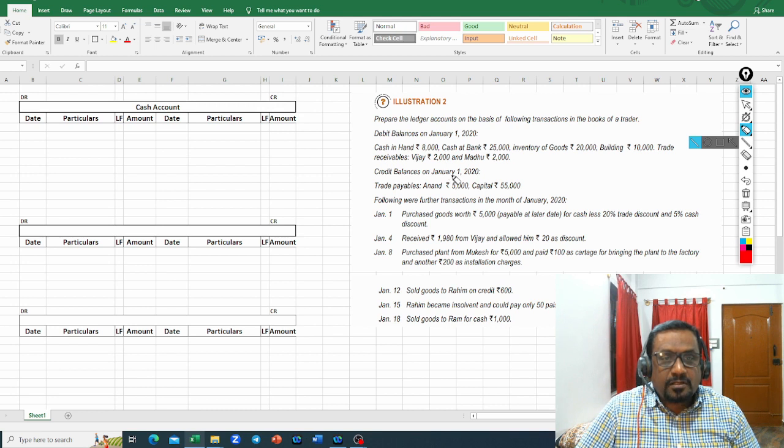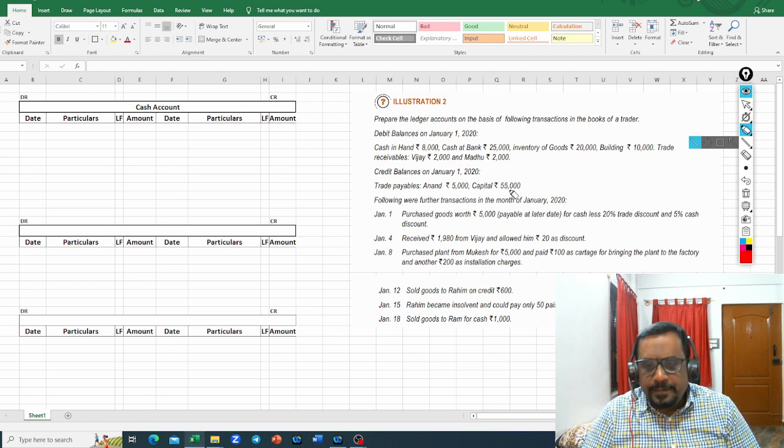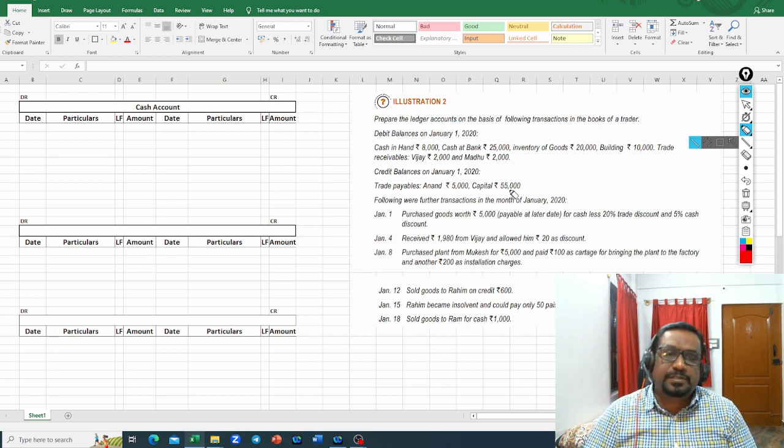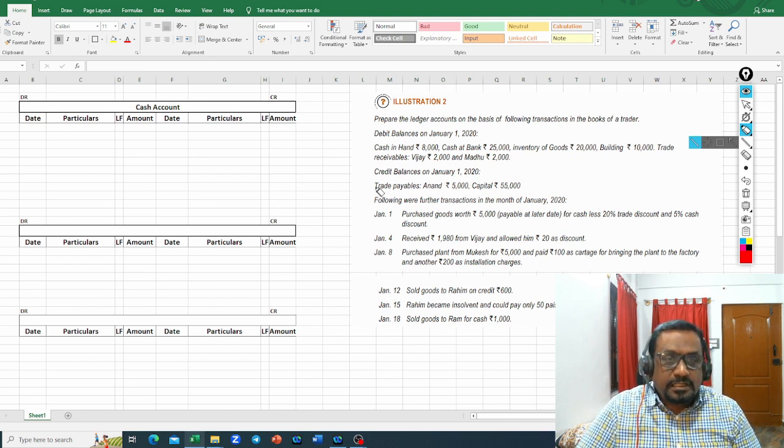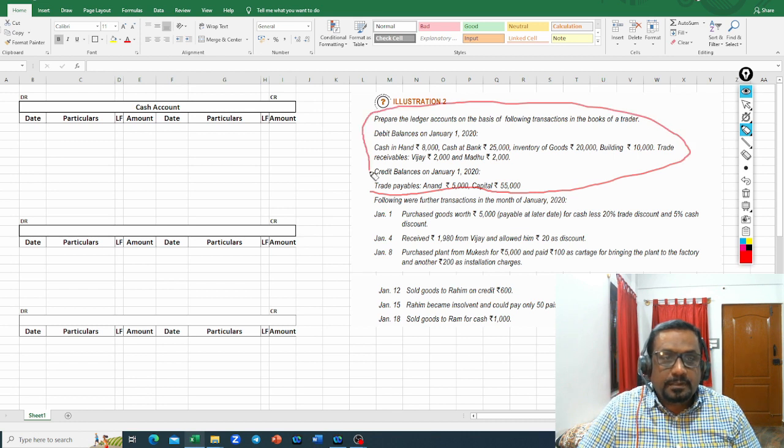Then the credit balances on January 1st, 2020. Trade payables, Anand 5,000, capital 55,000. You know capital, I don't need to explain. 55,000 rupees is the capital brought in by the proprietor. That is already there as an opening balance. And trade payables is basically the amount payable to Anand. This is a liability. So these are the opening balances given in the problem.